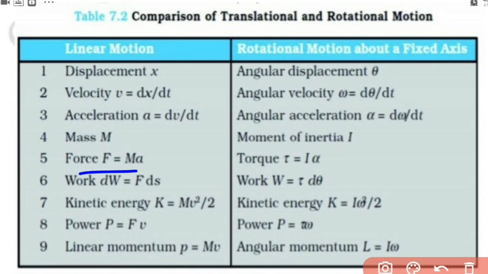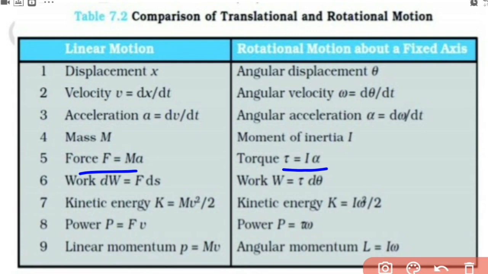So analogous to the equation F is equal to ma, we have the corresponding equation in rotational motion as tau equal to I alpha. This equation we need to learn by heart. Tau equal to I alpha, where I is the moment of inertia and alpha is the angular acceleration.